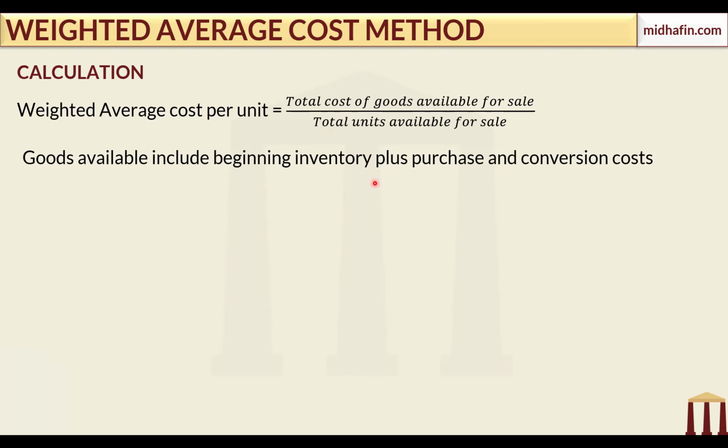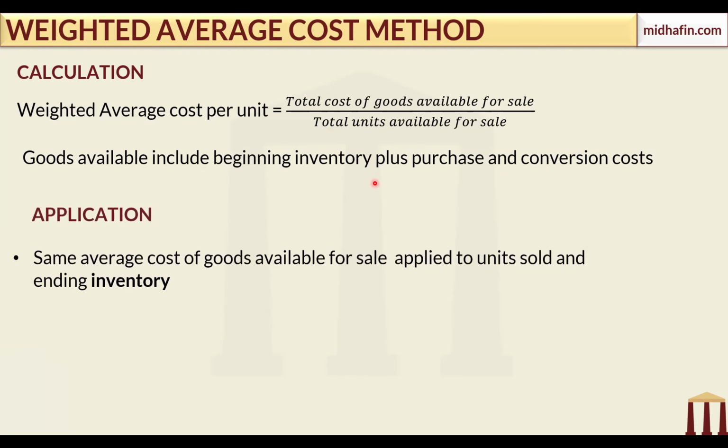Okay. Now, what is the application? See, once the average cost per unit you have already calculated over here, this same cost has to be applied consistently for both. For cost of goods available for sale, it will apply to units sold and it will apply to ending inventory, of course. Okay.